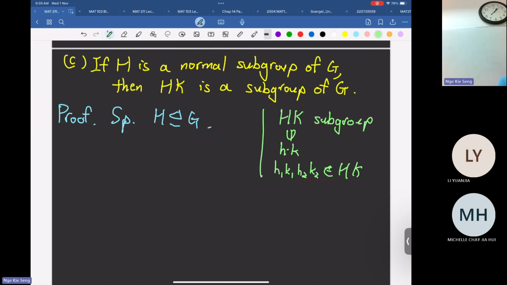Okay. Does the inverse exist or not? Does the inverse of HK live in HK or not? The inverse of HK is what? K inverse, H inverse. But K inverse, H inverse is not in HK. So it seems like this obvious choice doesn't work. What to do? Is there a way I can swap these two positions or not? Can I swap K and H or not? So this is the question. Can I swap H and K? H is normal. So how does H being normal tell us anything useful?